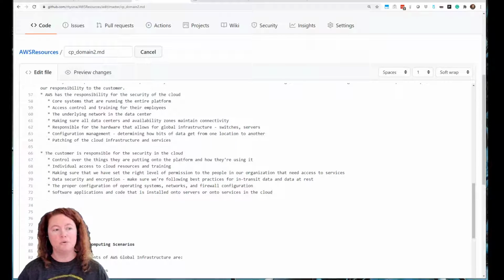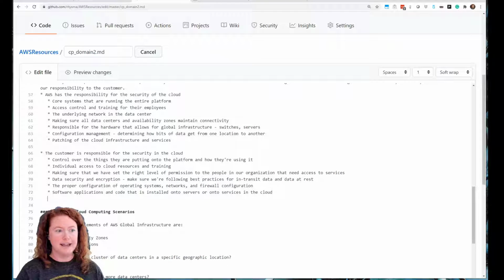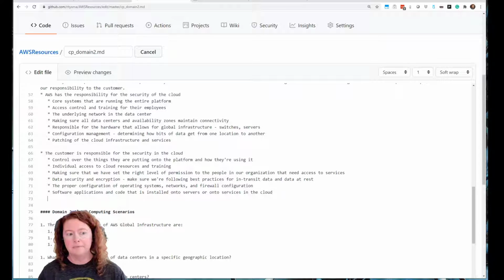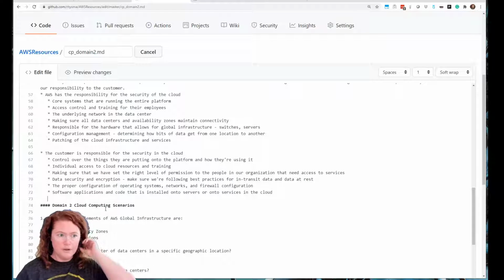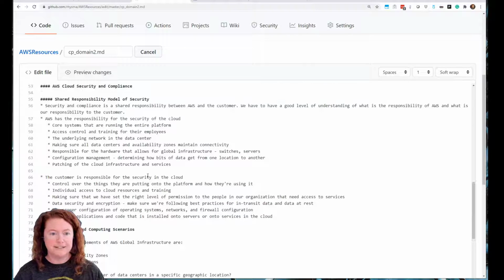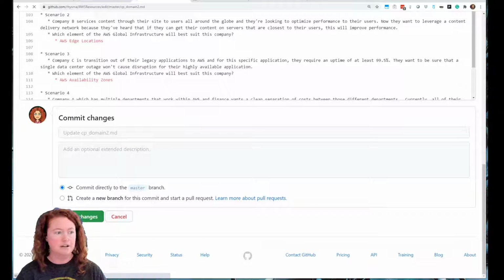So it's important to note that when you think of any solution that you're deploying on the cloud, you clearly understand what you're responsible for and what AWS is responsible for. Especially as you prepare for this exam, it's important to look at the scenarios and understand who has the responsibility in those scenarios so that you can properly identify that. So hopefully that's clear. Let me go ahead and commit to update our document.